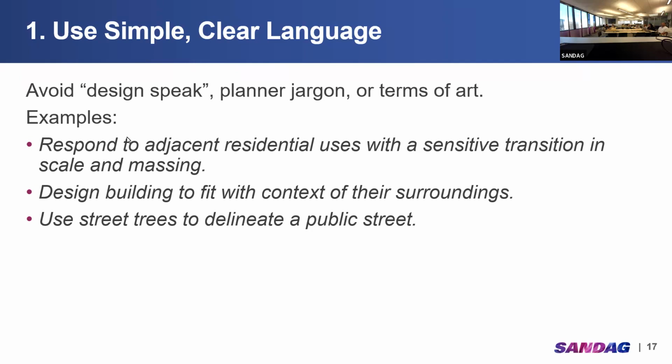Things like respond to adjacent residential uses with a sensitive transition in scale and massing, designing buildings to fit the context of their surroundings, or using something like street trees to delineate a public street. So these are all things that I think we'd have a long discussion about in terms of implementation, and that's really what we want to avoid.